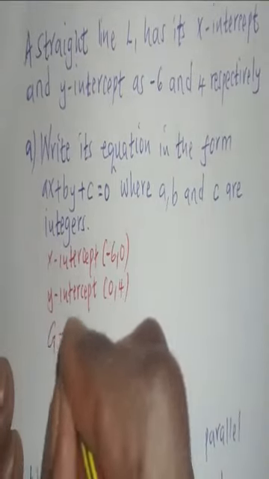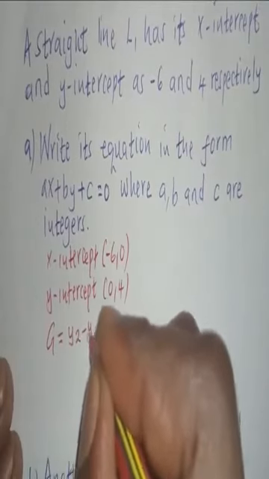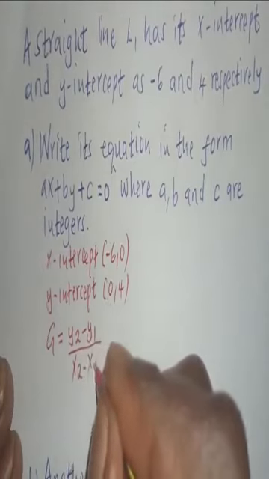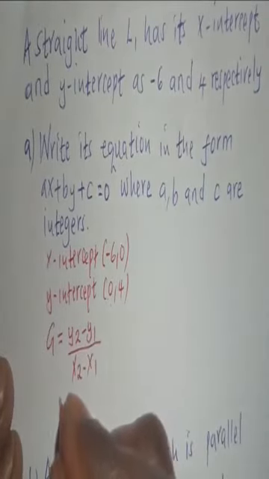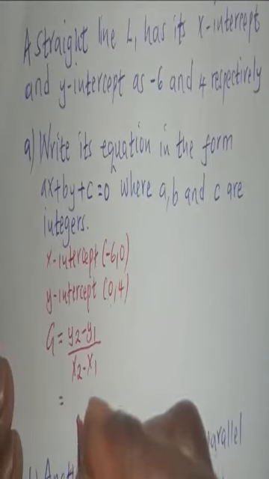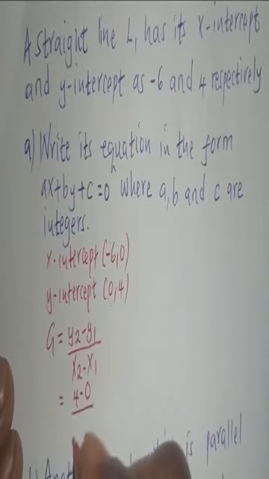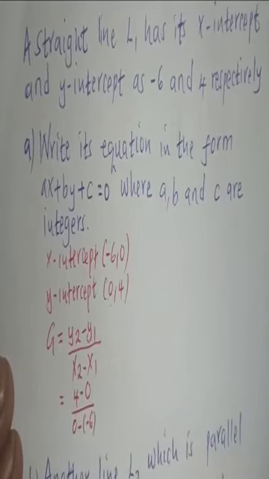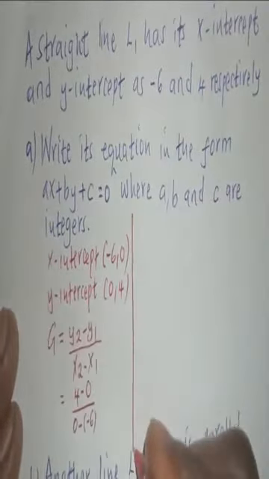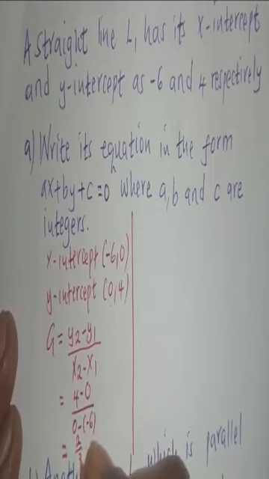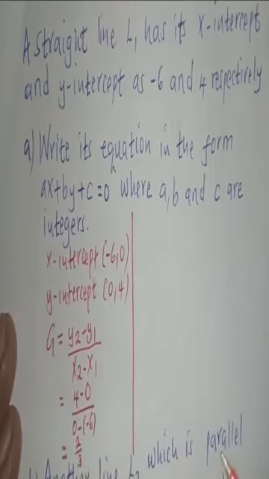And we know that the gradient is given by y2 minus y1 over x2 minus x1. So our gradient will be 4 minus 0 over 0 minus -6. So now the gradient will be 2 over 3.